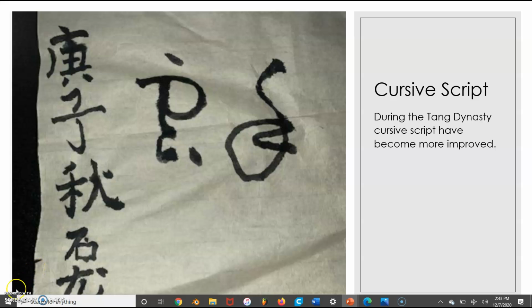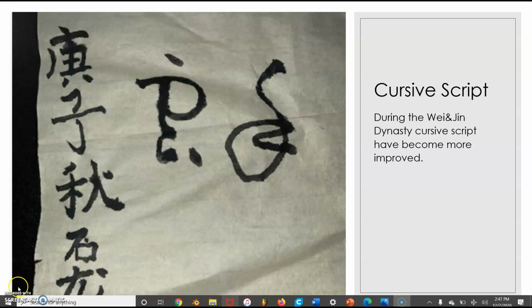Next, we have the cursive script. During the Wei-Jin dynasty, which was labeled as the period of transformation, the cursive script and running script both were developed and improved. Looking at the example, you can see that the cursive script is very different from the other scripts. When writing this script, you don't take your brush off of the paper and you just basically let your hand flow and write the characters down without removing the brush.